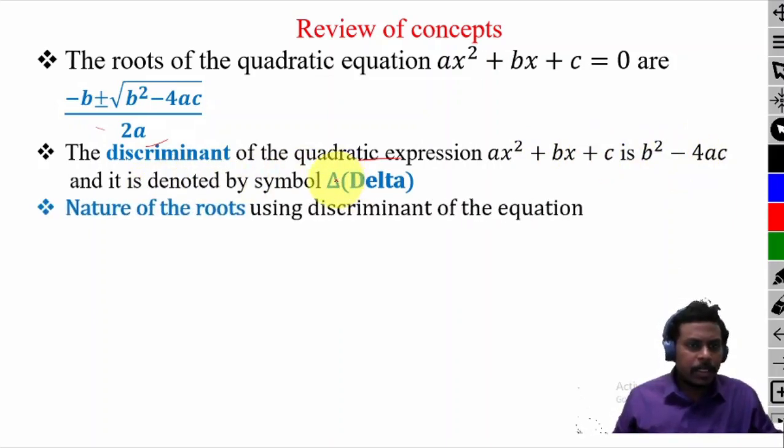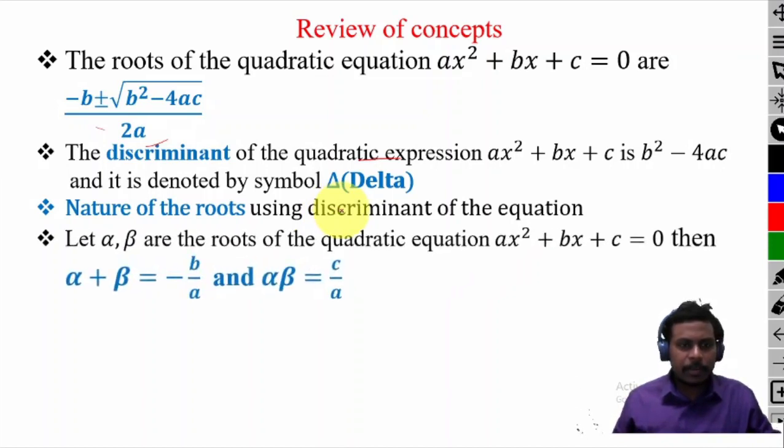The next point is the nature of the roots. We have studied a result based on the discriminant. That is, by looking at the discriminant of a quadratic equation ax square plus bx plus c, we will be able to tell the nature of the roots. When delta is equal to 0, the roots are real and equal. When delta is greater than 0, the roots are real and distinct. And when delta is less than 0, then the roots are complex.